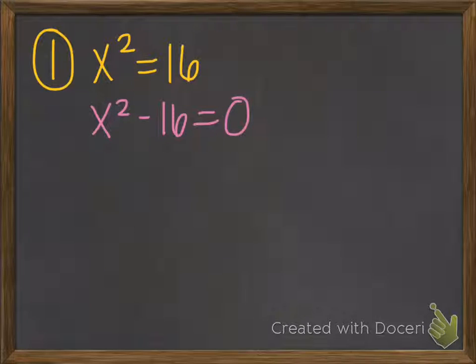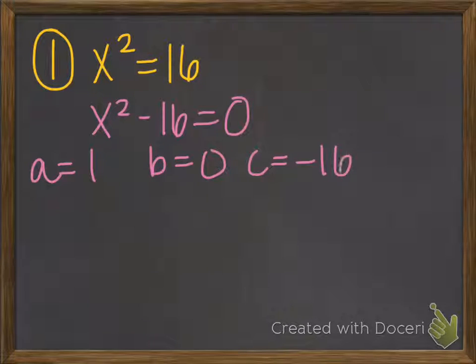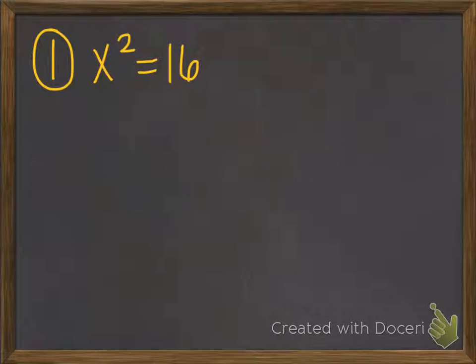And because that's the case, and a equals 1, b equals 0, and c equals negative 16, I can solve this using square roots. So the first step to solving using square roots is isolating the x squared. And that was already done in this problem before we started it. So we're going to continue with it in its original form. And to undo squaring, we use its inverse operation, which is taking the square root.